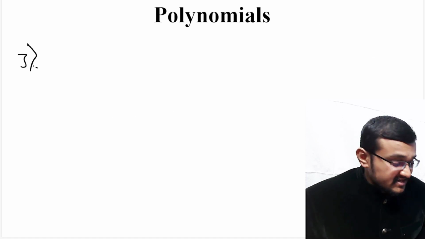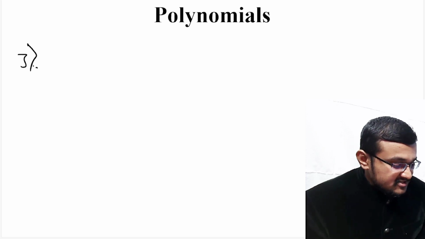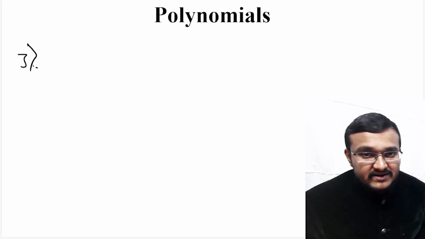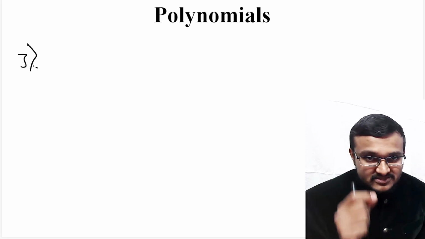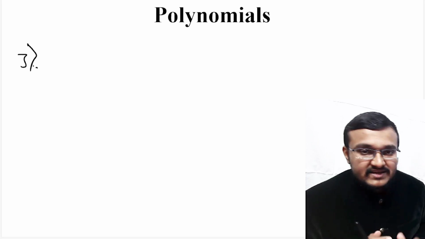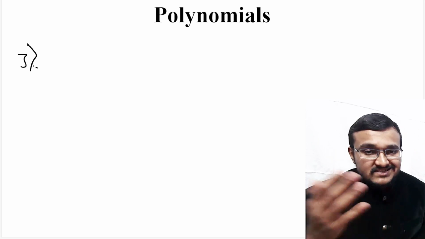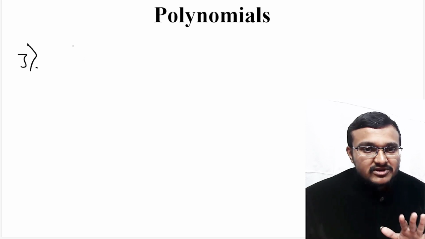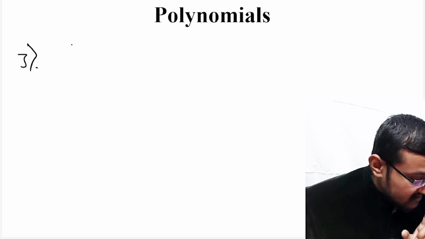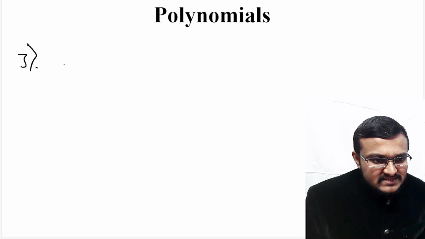Coming to the third question, here you have a question where you are to give one example each of a binomial of degree 35 and a monomial of degree 100. So that means here you should give a binomial expression and that should have degree 35, and you should give a monomial expression which has degree equal to 100. So that means the power of a particular variable should be 35 and 100. So now we will look into this particular example.